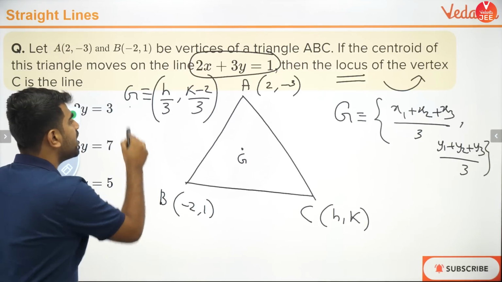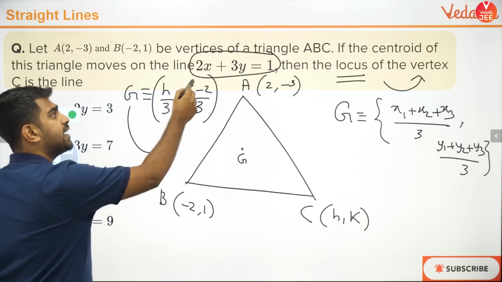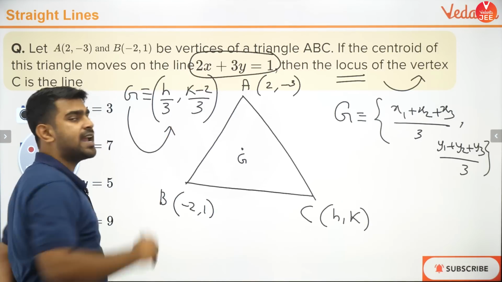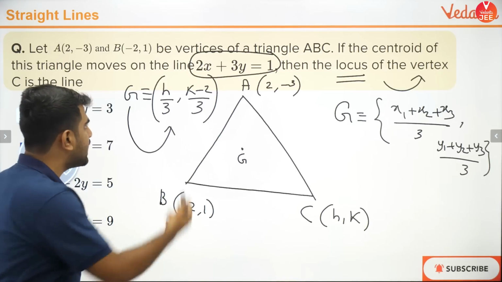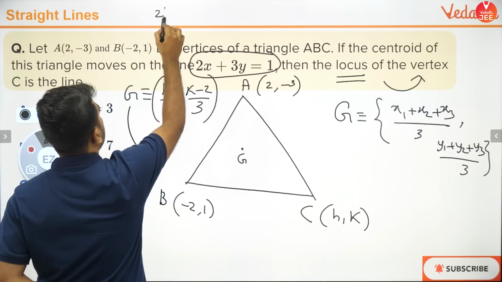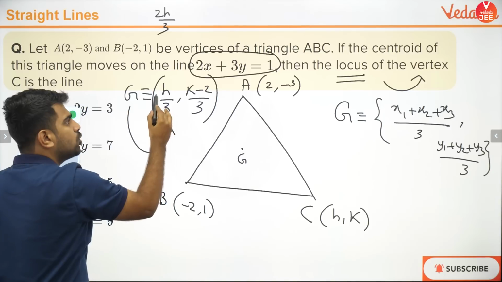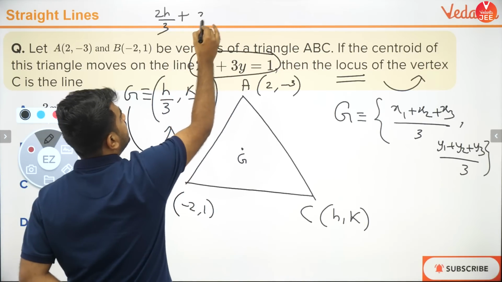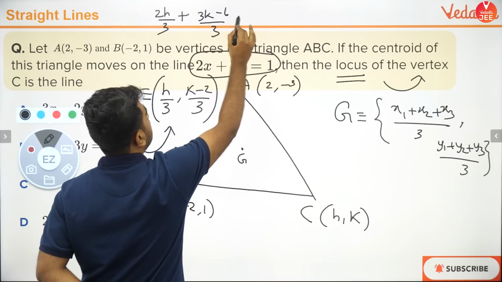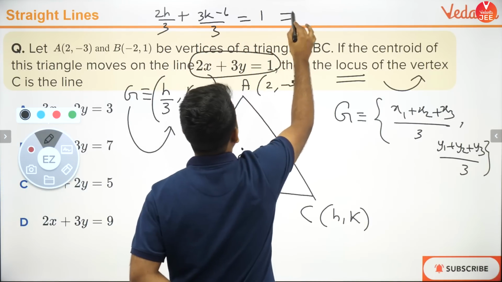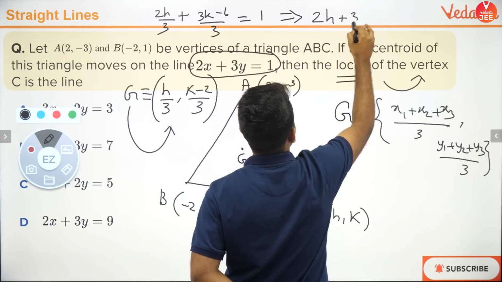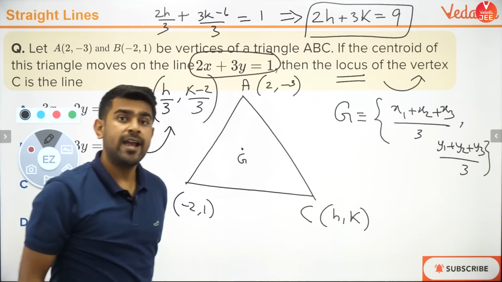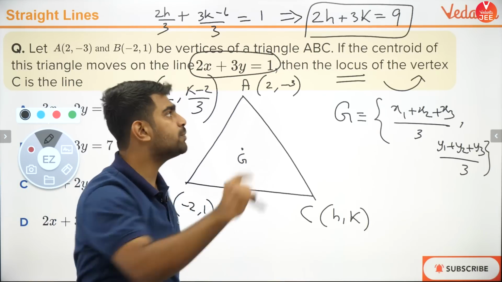Now I got the coordinates of my centroid. I know that my centroid moves along this line. That means my centroid should satisfy this line equation. Isn't that correct? So when I make it satisfy, what do I get? I get 2h by 3, because 2x means 2 times x coordinate plus 3 times y coordinate. So 3k minus 6 by 3 is equal to 1, which implies 2h plus 3k is equal to 9. So I got a relation in terms of h and k alone. That is my locus. That's it.